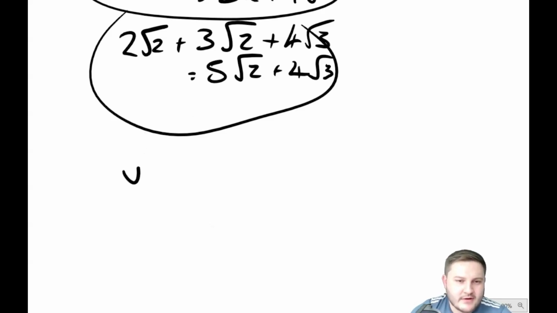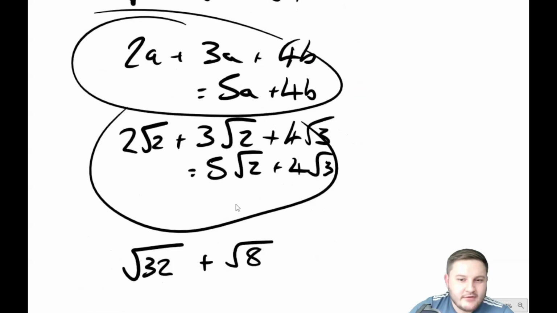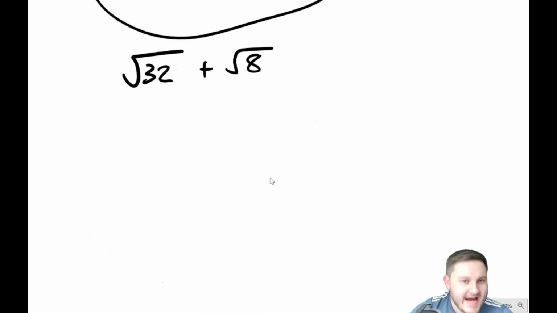So for example, if you have the square root of 32 plus the square root of 8, well, on first glance, you can't add these together because they're not the same square root, and you can't say it's the square root of 40. But in actual fact, you can add these. You just have to change them. Using the skills that we know above about simplifying, you can actually simplify these in order to add them.